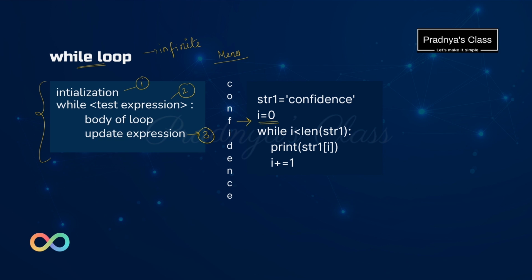i is initialized to 0. This is the initialization step, that is the first step. With while we need to write the condition. As we are starting with 0, i will go 1 less than the length of the string. Then we are printing it. And here is the third step to update that expression. We are incrementing it by 1. So the loop will continue from 0 to 9 and all the characters of this string will get printed. So we are getting this output.